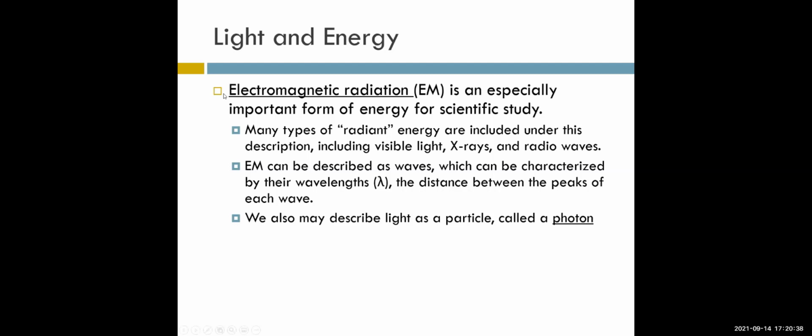So light, or electromagnetic radiation, can be described as waves. It has the properties of waves, which can be characterized by wavelengths. That's the distance from the peak of one wave to the peak of another wave. And we can also describe light as particles called photons. In crazy ways, light has properties of both things at the same time.